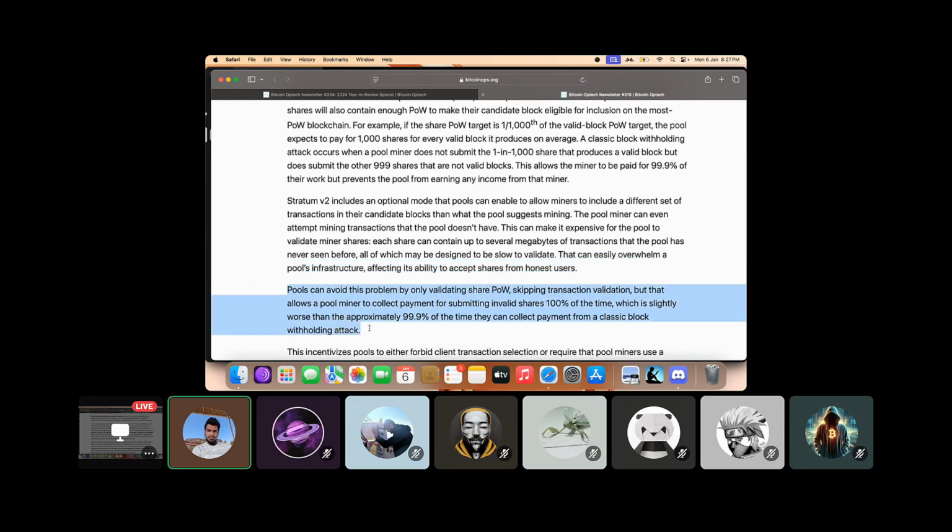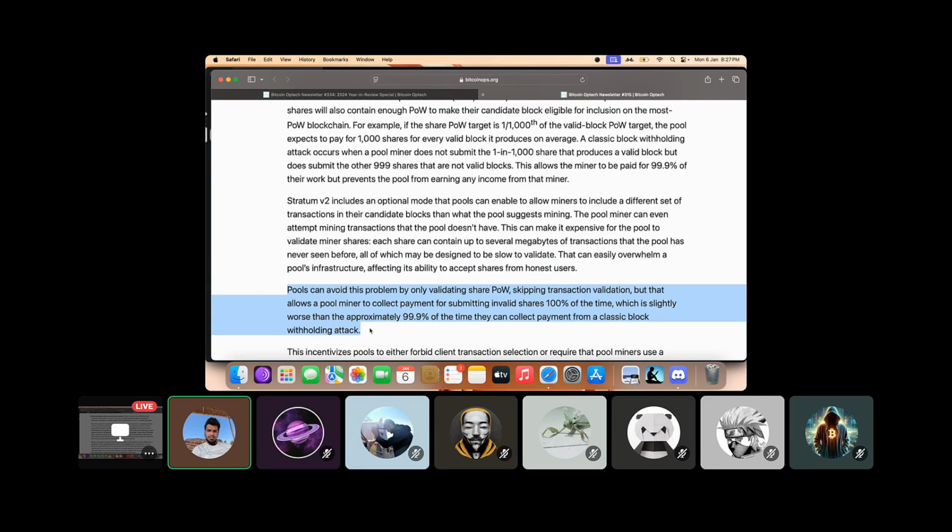Pools can avoid this problem by only validating share proof of work, skipping transaction validation, but that allows a pool miner to collect payment for submitting invalid shares 100% of the time, which is slightly worse than the approximately 99.9% of the time they can collect payment from a classic block withholding attack.